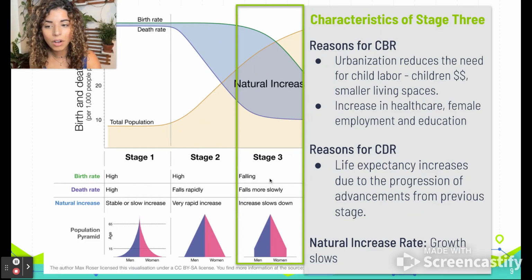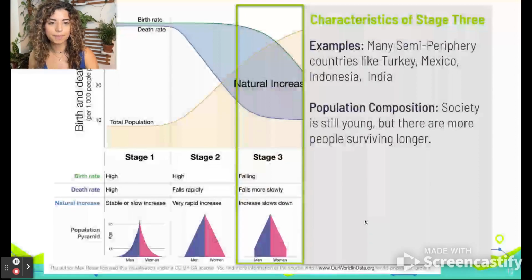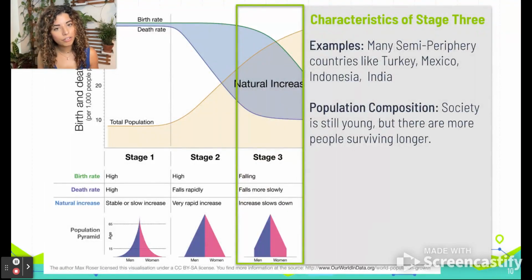So birth rate is falling. Death rate falls, but more slowly. Natural increase is still increasing, but just not as quickly. So examples, a lot of semi-periphery countries like Turkey, Mexico, Indonesia, India, just to name a few. Population composition, so society is still young, but more people are surviving to an older age.